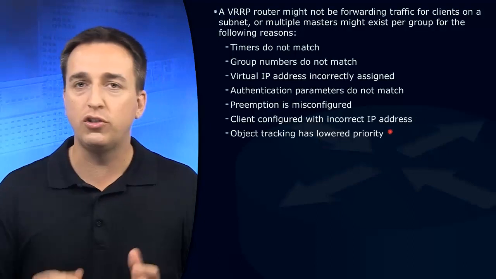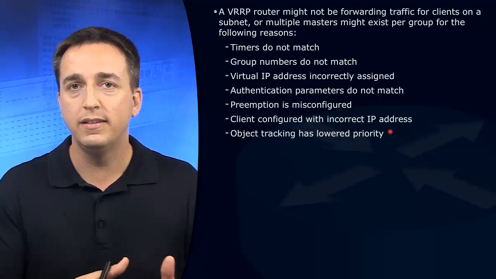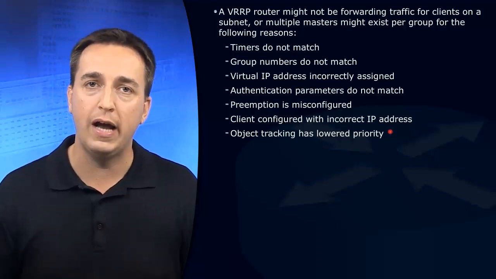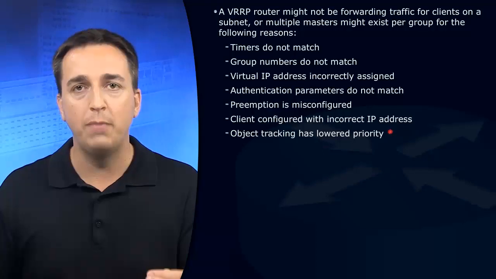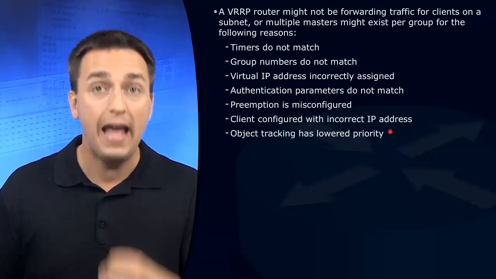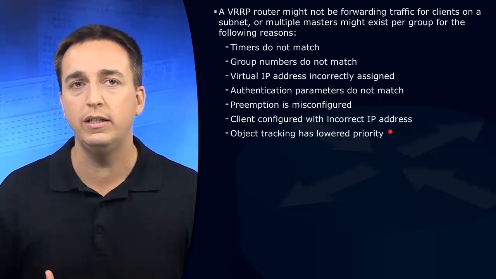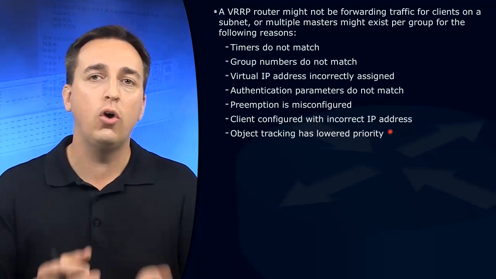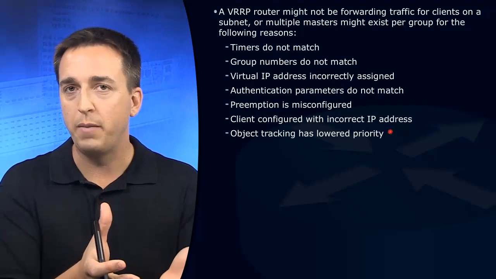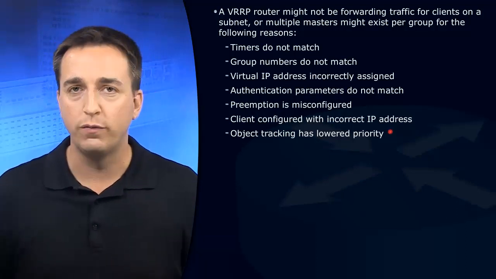And we have object tracking available to VRRP. With HSRP, you have interface and object tracking, while with VRRP, you just have object tracking. So you'll have some type of object that is being tracked, and then if that object is down, then you can have your priority dynamically decreased to a value that makes it no longer the preferred device to be the virtual router master, and then the backup device can take over and start forwarding traffic.